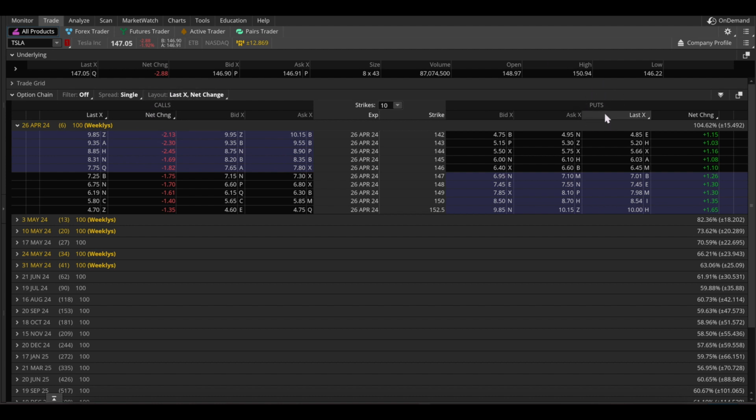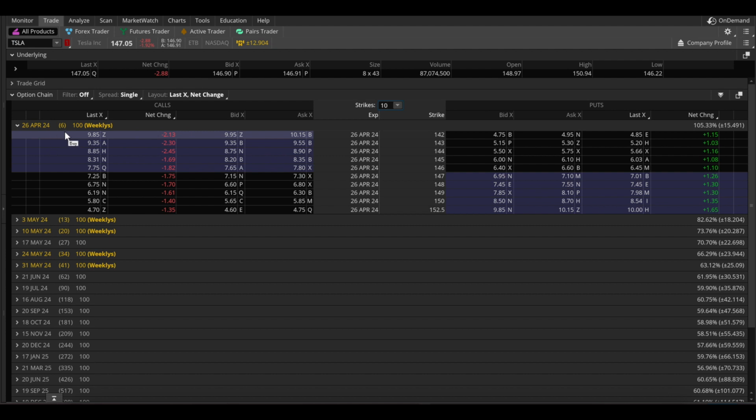Based on that, use your trading strategy and your evaluation of your analysis to make the appropriate trade you feel is necessary. So of course you guys see I have Tesla pulled up, and the option chain is going to be for the week of April 26th, which is this upcoming Friday.